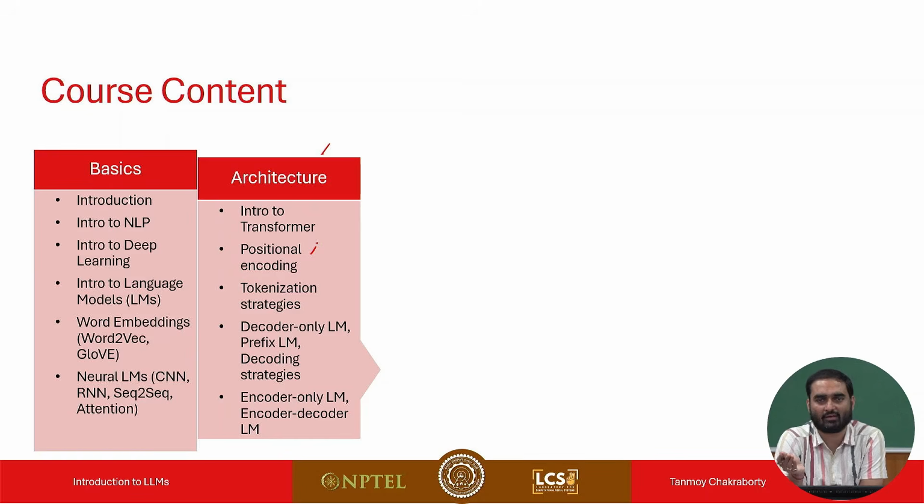And to access the input in parallel, as you understand, we essentially miss out the information of position, right? So positional encoding is a way to encode the position information along with the actual information present within the token, right? Then we'll talk about different tokenization strategies, byte pair, sentence piece, word piece, and so on.